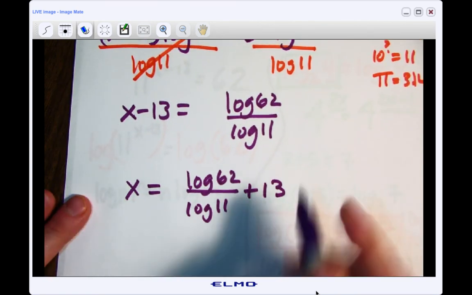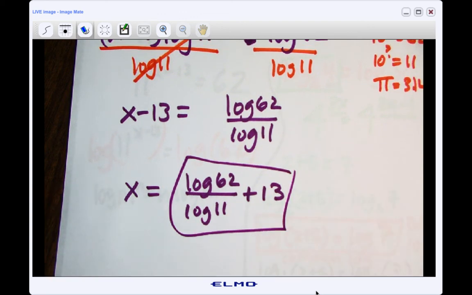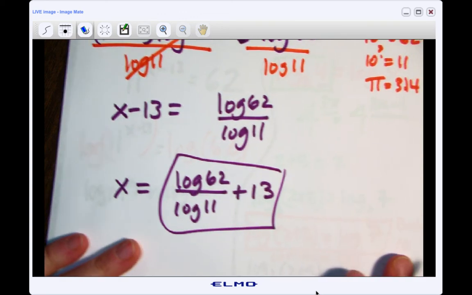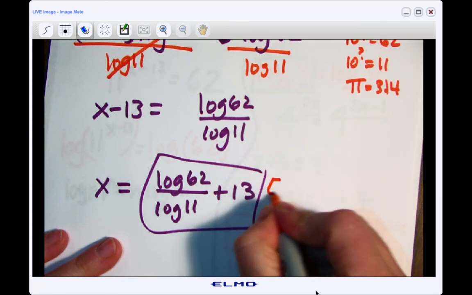Now for me, if we have an open response situation, that answer is perfectly okay with me. This is what we would call the exact answer.